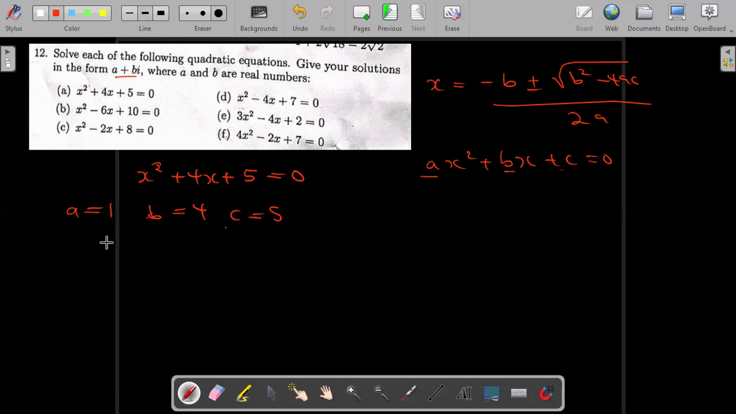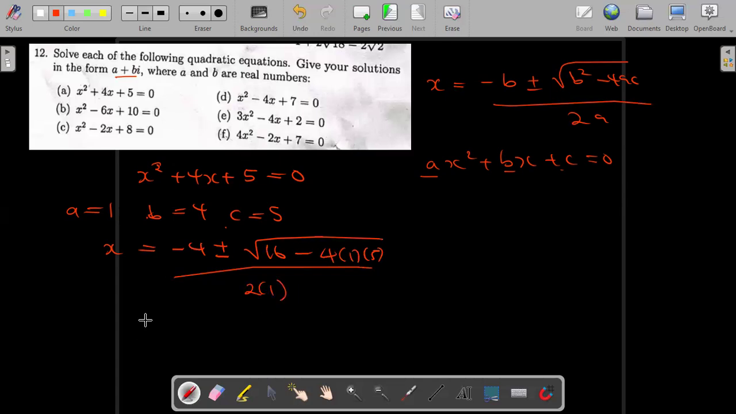So I can replace these in my equation, and I have x equal to, so my b would be negative 4 plus or minus, then b squared. When I square 4, it is going to give me 16. Then I have minus 4, my a is 1 and my c is 5, so I have 1 multiplied by 5 there. Then divide this by 2a, which is also 2 times 1. So this is going to give you negative 4 plus or minus the root of 16 minus 20.